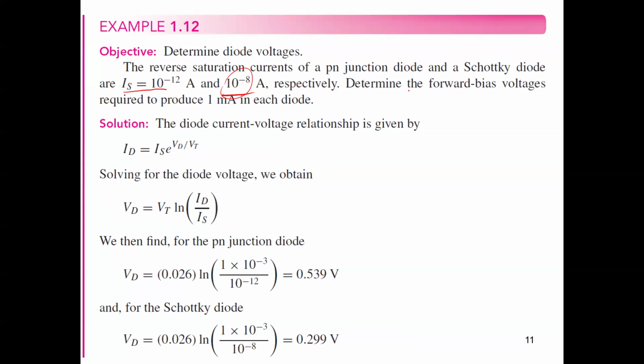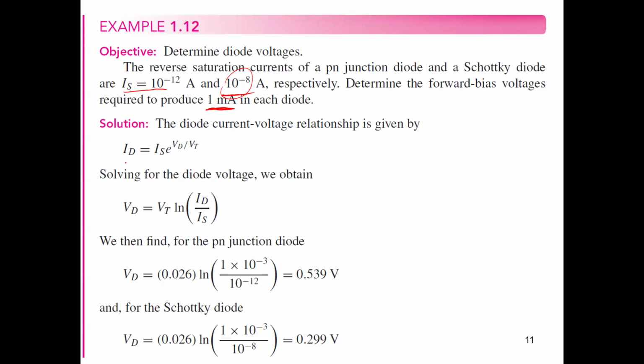What do we need here? Determine the forward bias volt required to produce 1 milliampere in each diode. So since this is the saturation current, how much volt do we need in order to allow 1 milliampere current to flow in our diode? So this is the question now. It's direct substitution in our relation.